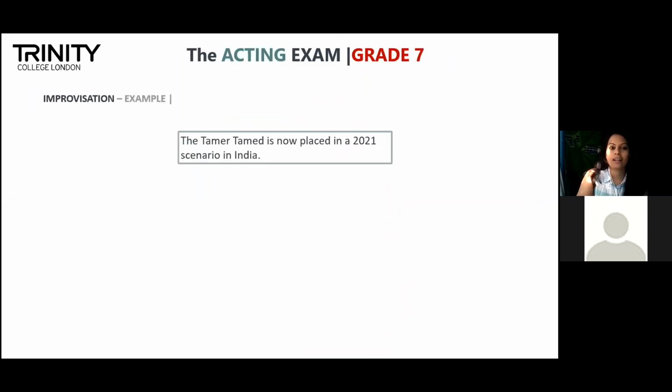So let's see how the improvisation goes. In this, you're at grade 7 level, you do not have a rework. You just have an improvisation piece, which would be given to you by the examiner. So let's place the Jacobean Tamer Tamed in 2001, and how would this particular character act, react, and speak, because he is placed in India and not anywhere else.